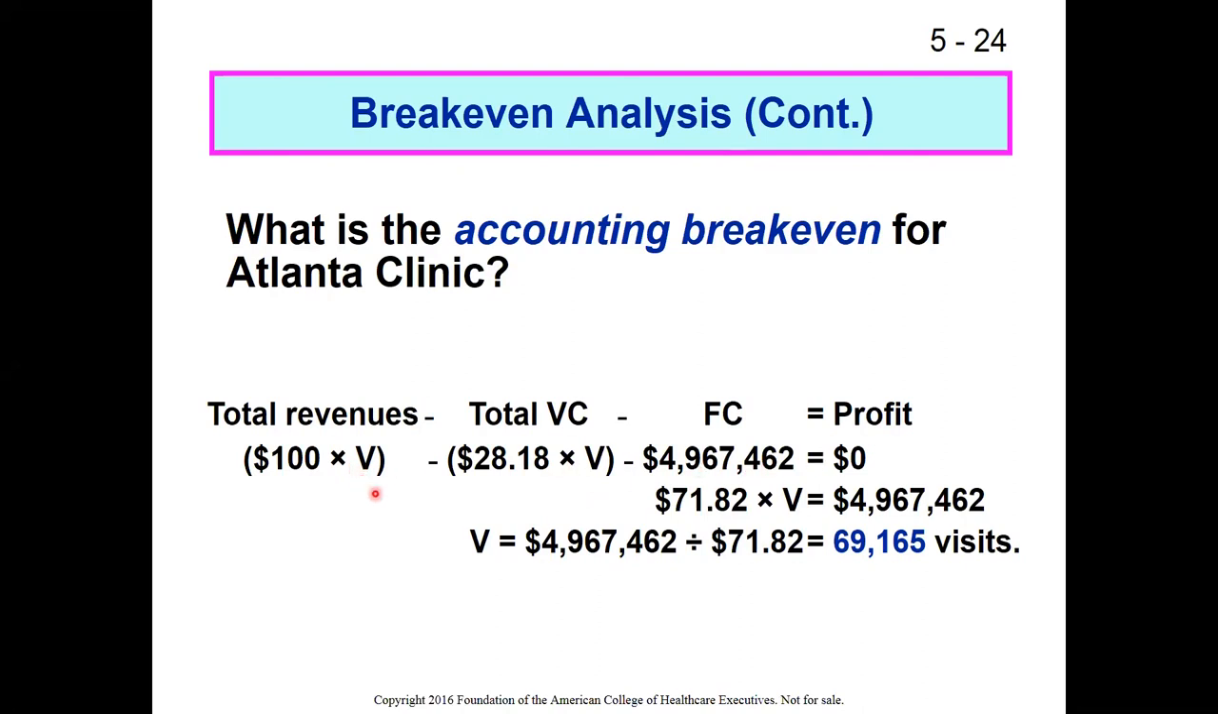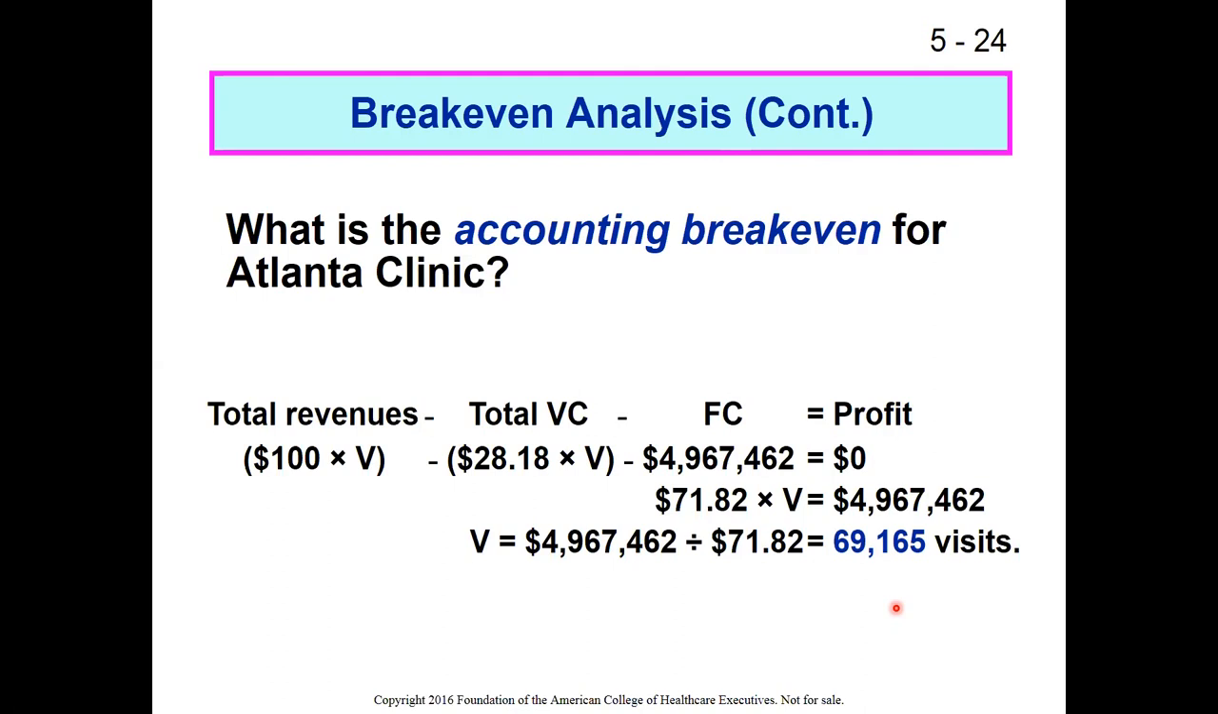So what V would we have to plug in to get total revenue minus total variable cost minus fixed cost to equal profit? This is a relatively simple algebra problem, really, once you've laid it out. Combining terms, 100 minus 28.18 V gets you 71.82 V equals 4.9 million. Divide both sides by 71.82, right, and you get 69,165. So this organization, in order to break even, has to do 69,165 visits. Now, that's not what they want to do, right? They want to make a profit, but in order to achieve accounting break even, they have to hit 69,000.